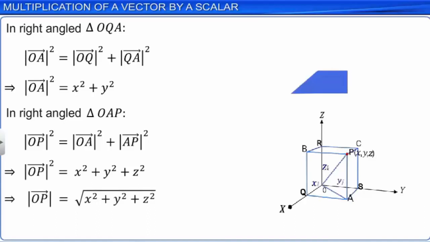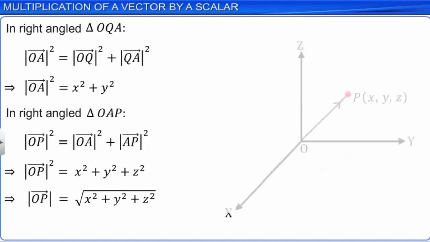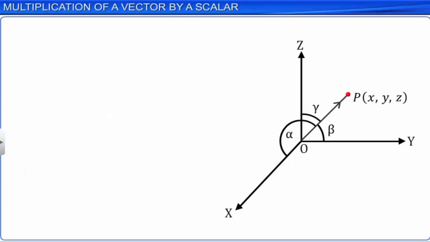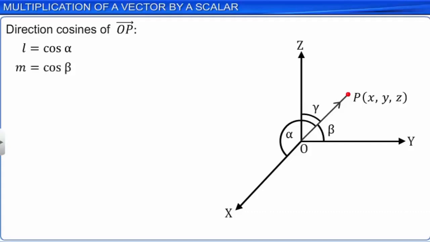Suppose vector OP makes angles alpha, beta, and gamma with the x, y, and z axes respectively. Then the direction cosines of vector OP are given by cos alpha, cos beta, and cos gamma. They are denoted by l, m, and n respectively. If the direction cosines of a given vector are known, then the unit vector in the direction of the given vector can be written as shown.